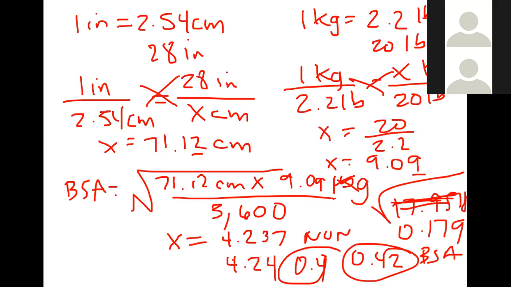Let's do another one. See if I could get this one right. Okay, so let's go ahead and do number 3. So a child of normal height and weight are 48 inches and 51 pounds.